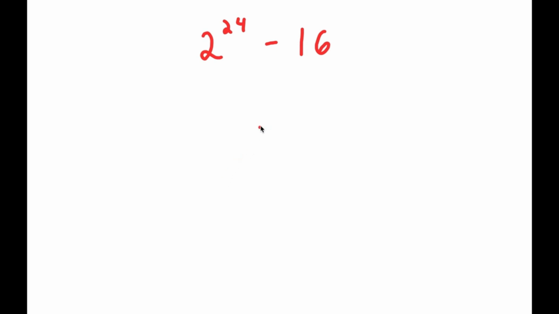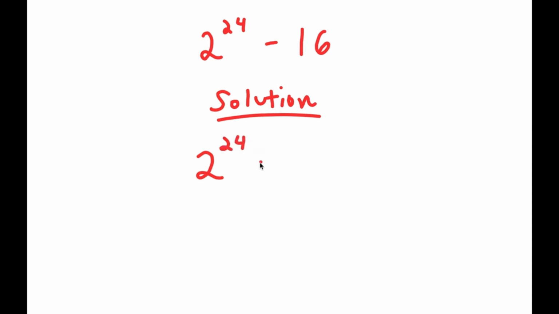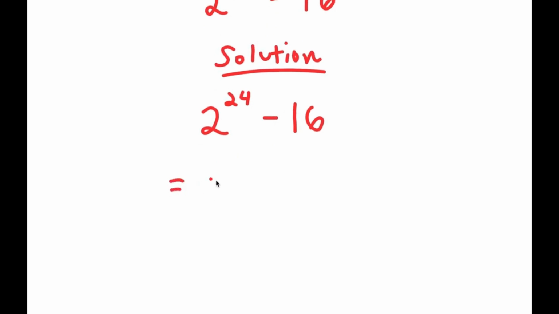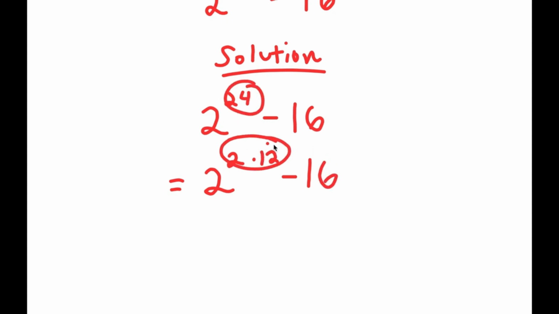Alright, so in this problem, I have 2 to the power of 24 minus 16. So, to solve this problem, for my solution, I first start by rewriting my problem here. So I have 2 to the power of 24 minus 16. And this is the same thing as 2 to the power of 2 times 12 minus 16. So all I did was I rewrote 24 as 2 times 12 in my exponent.